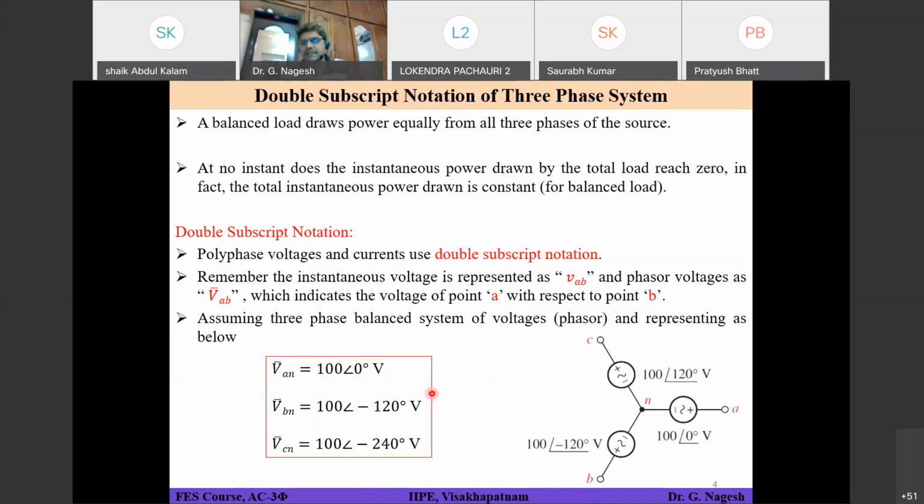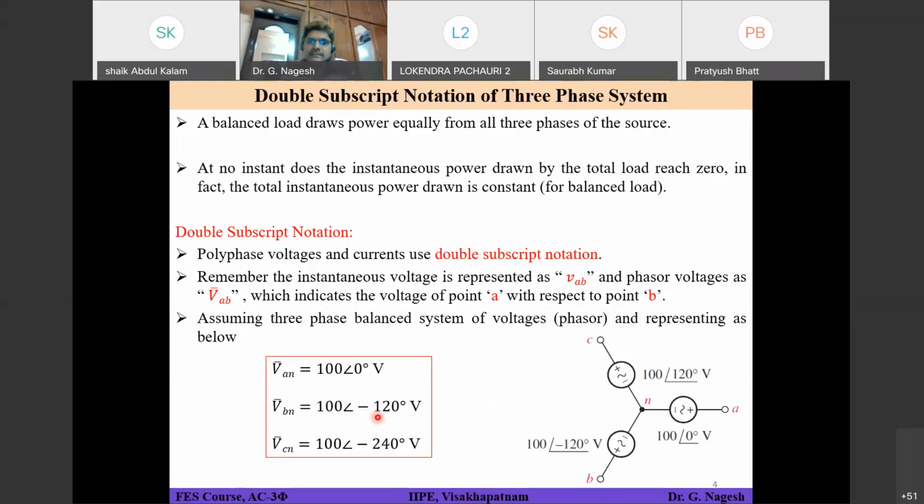Obviously, what should be VBN and VCN, if you are representing in terms of phasor? 120, sir, lagging. Okay, so 100 at an angle of minus 120. Since we are talking about a balanced source voltage, there will be a 120 degrees phase shift between different phases. So A is considered as 100 at an angle of 0 degrees, and VBN will be 100 at an angle of minus 120.